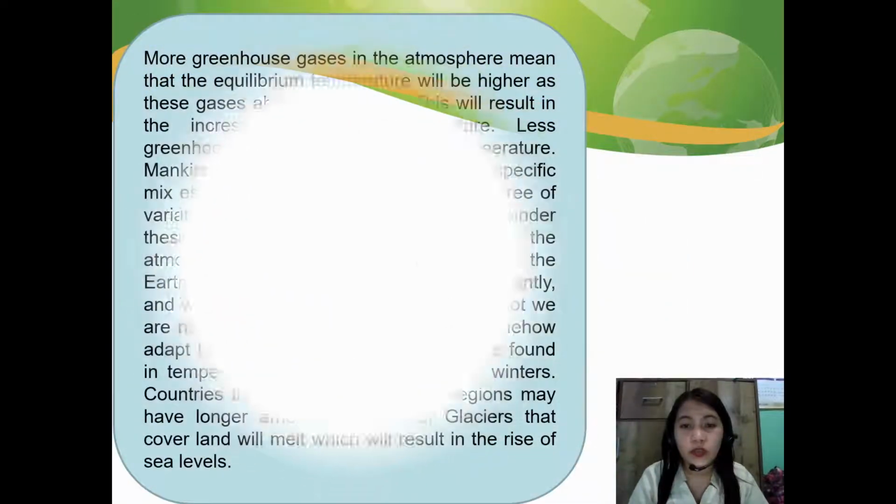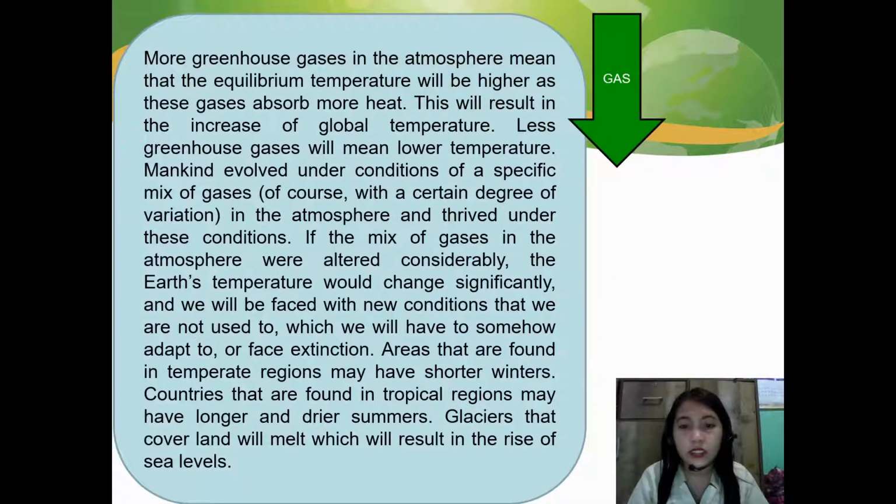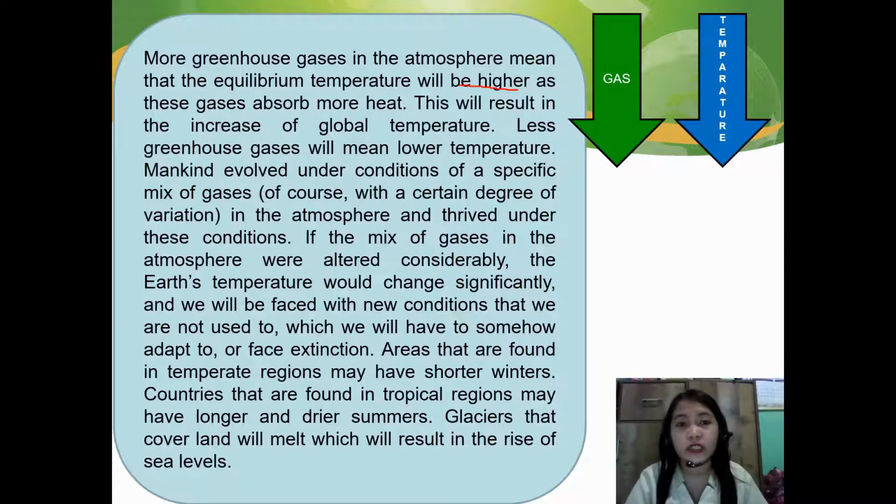So if there are more greenhouse gases, it also means that there is an increase in temperature. More greenhouse gases in the atmosphere mean that the equilibrium temperature will be higher as these gases absorb more heat. This will result in the increase of global temperature. That's what we are experiencing right now. There is an increase in global temperature. Less greenhouse gas means lower temperature. So they are directly proportional.